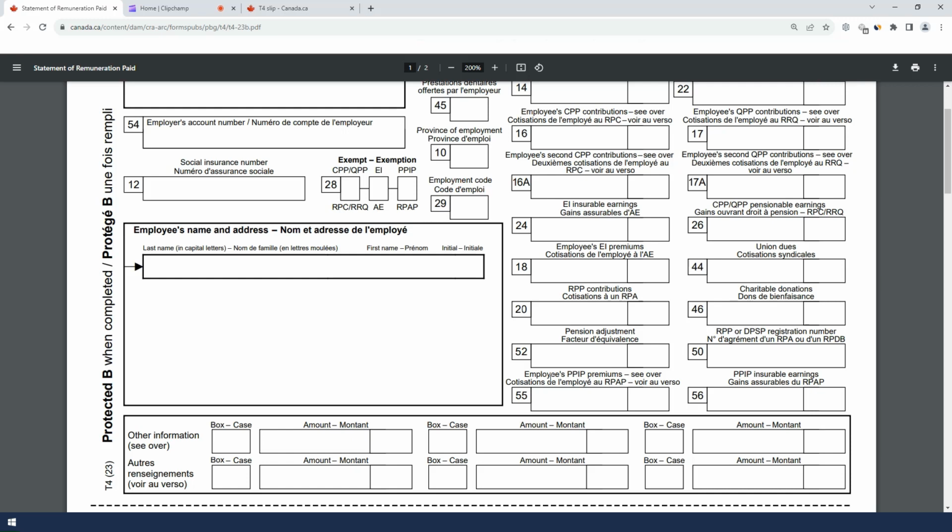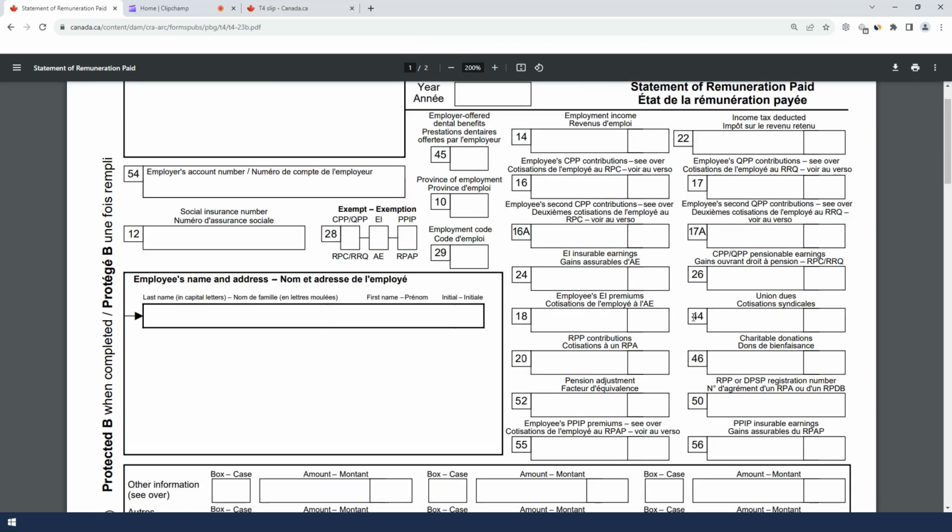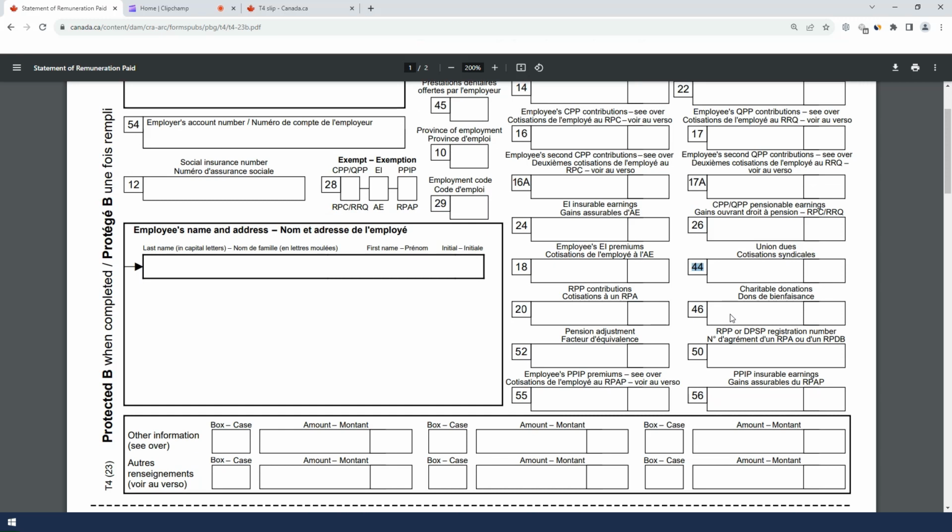Box 55 is just the PPIP premiums that you paid or deducted from your paycheck. Box 22 we mentioned is your income tax deducted. Box 44 is any union dues you had to pay, came out of your paycheck. Box 46 is any donations that came out of your paycheck as well. Box 56 is the PPIP insurable earnings. So box 56 is the same as what box 26 is to box 16 and 17, and what box 24 is to 18, and what box 56 is to 55.